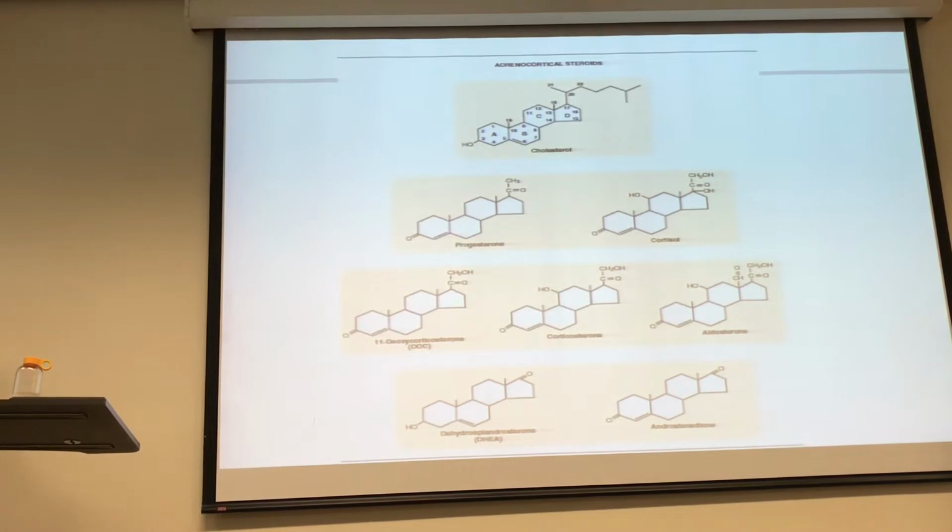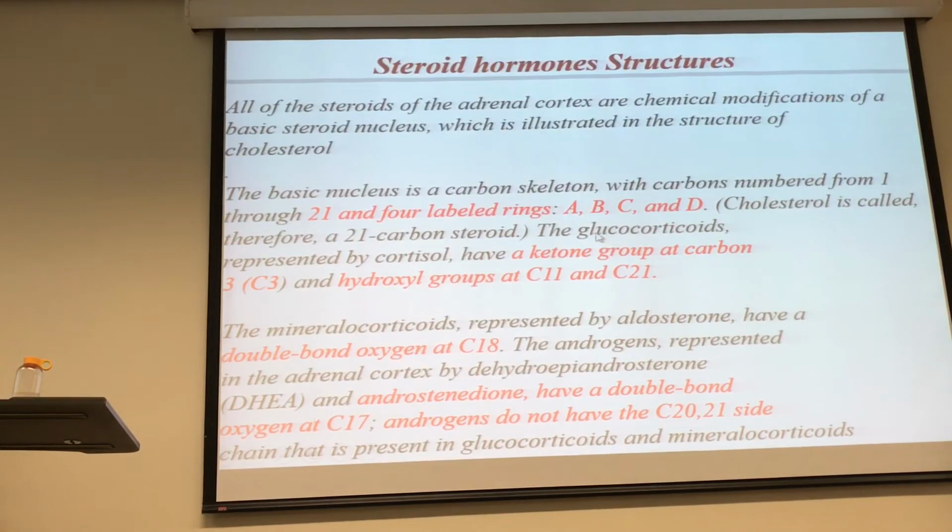So if you look at the cholesterol structure and you look at the cortisol structure, the first thing is that there are no side chains. These side chains are gone. The other thing is that you have a hydroxyl group at carbon 11, a hydroxyl group at carbon 21, and a ketone group at carbon 3.